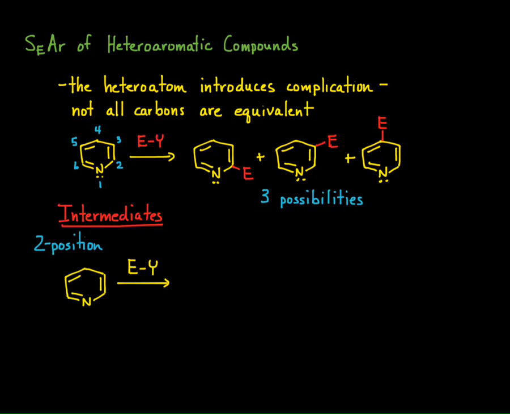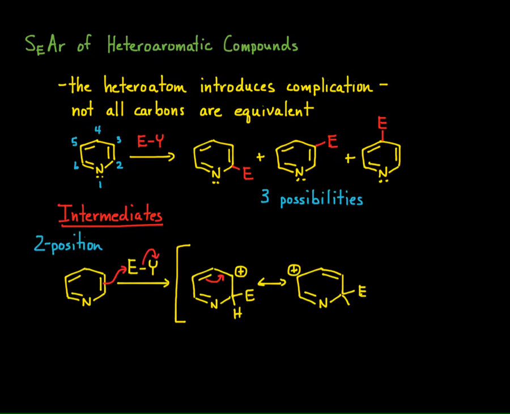Again, this is electrophilic aromatic substitution, so the pyridine in this case is the nucleophile. It's reacting with an electrophile. We see donation of electron density from the pi bond to the electrophile, and our intermediate carbocation looks like this. If the electrophile adds to the 2 position, there's a carbocation on the 3 position. And of course, we have resonance stabilization, so we can donate a pair of electrons from the pi bond to that carbocation. We generate a new carbocation that would now be at the 5 position.